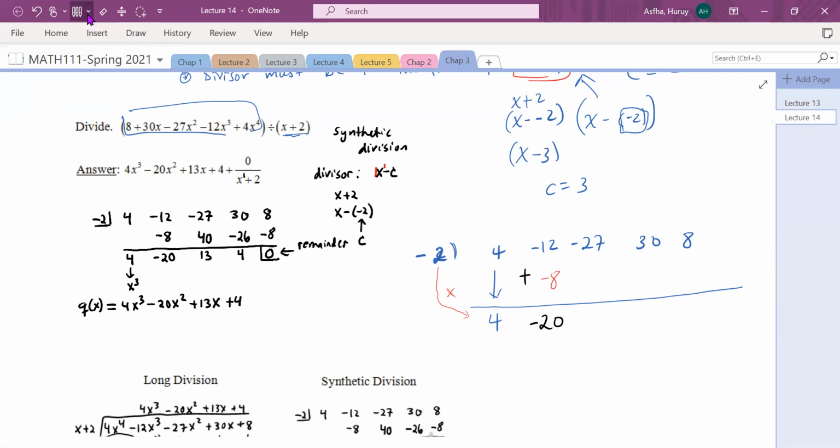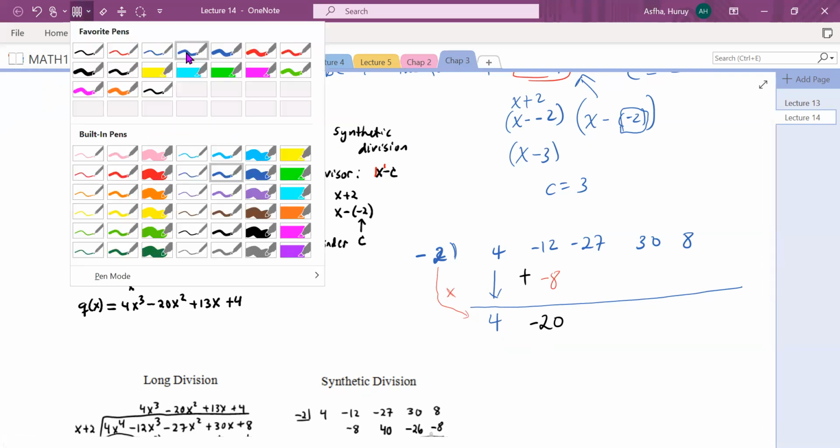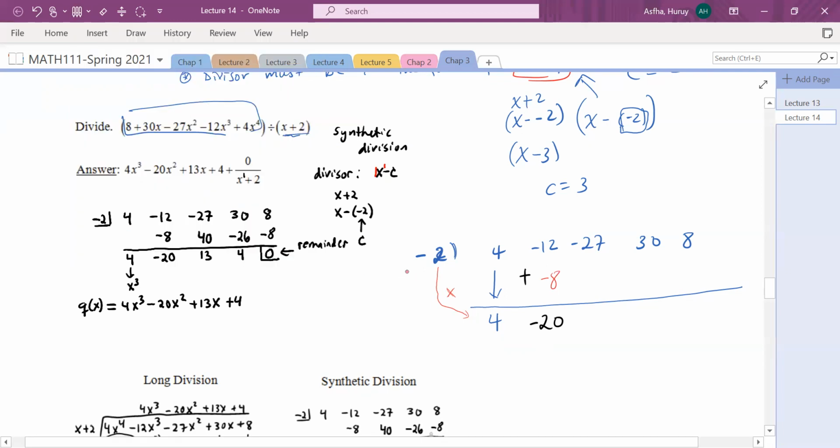And then we follow the same idea. The next is -2 times this one, and that's +40. And again, add these two numbers. I'm going to write it here just to show you that we are adding. We're not subtracting now. So if you add these two numbers, we get -27 plus 40, which is +13.